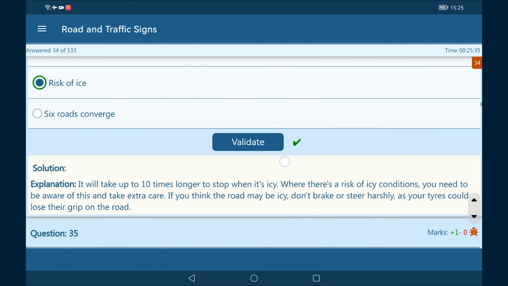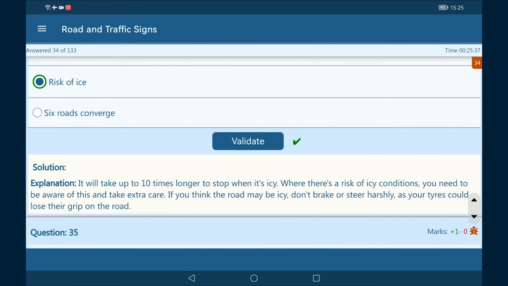Explanation. It will take up to 10 times longer to stop when it's icy. Where there's a risk of icy conditions, you need to be aware of this and take extra care. If you think the road may be icy, don't brake or steer harshly, as your tires could lose their grip on the road. Question 35.